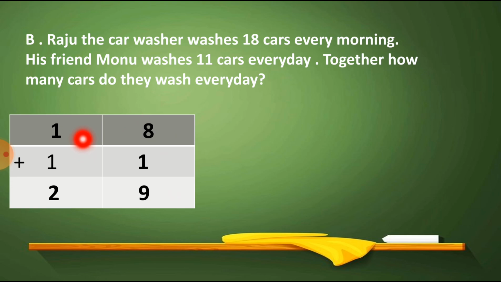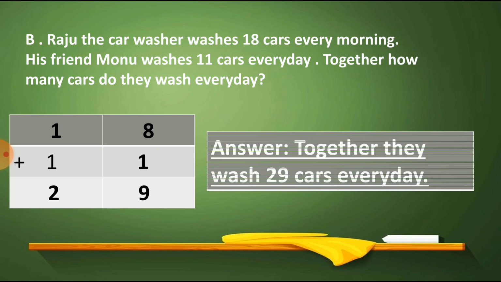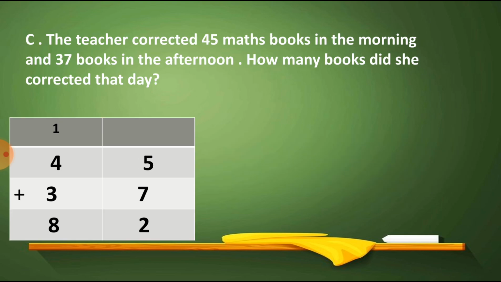Here, in the tens column, 1 plus 1 is equal to 2. So together, in the place of how many, you have to write 29. Together they wash 29 cars every day. In the sentence form, in the word form, you can write the answer this way: together they wash 29 cars every day. You will also write answers this way in your books. So students, this is your answer. You have to write it down this way.